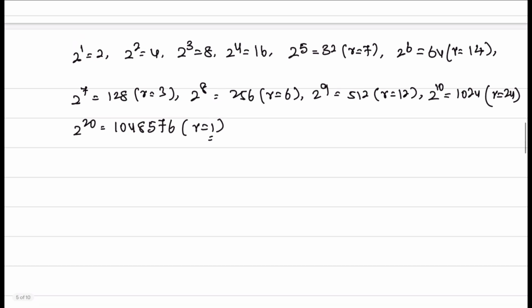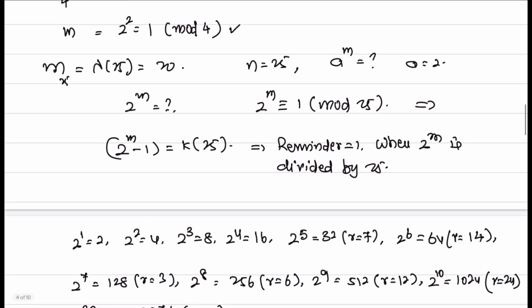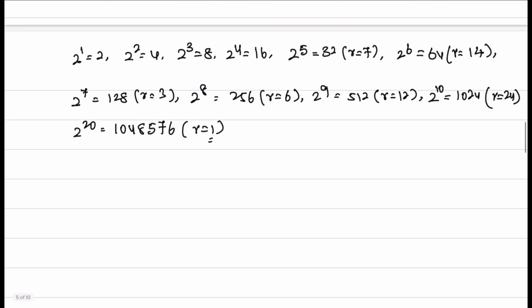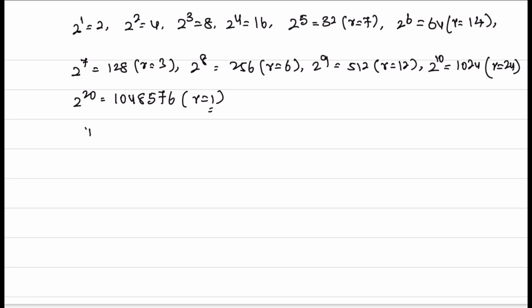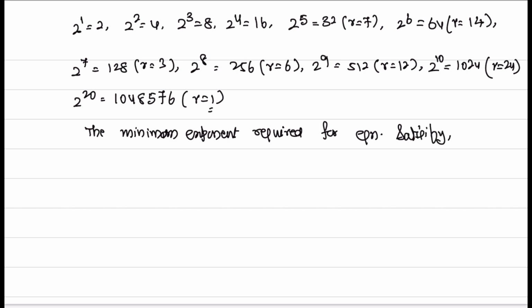That means the minimum exponent required for this equation to be satisfied, that is 2 to the power of m is 1 modulo 25, implies m is equal to 20.